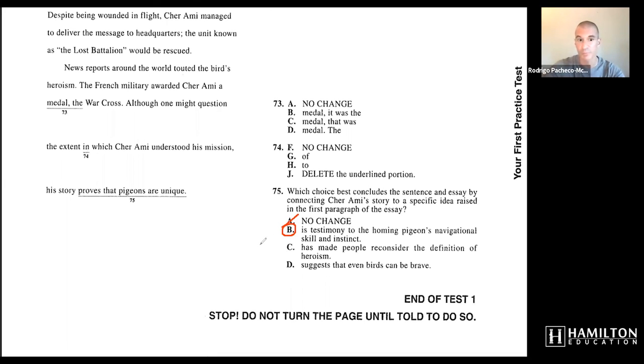C, his story has made people reconsider the definition of heroism. That's not a theme that's introduced in the first paragraph, so we can eliminate C. And D, his story suggests that even birds can be brave. This is very much related, very similar to what we saw in C, but that's not an idea that we saw raised in that first paragraph.